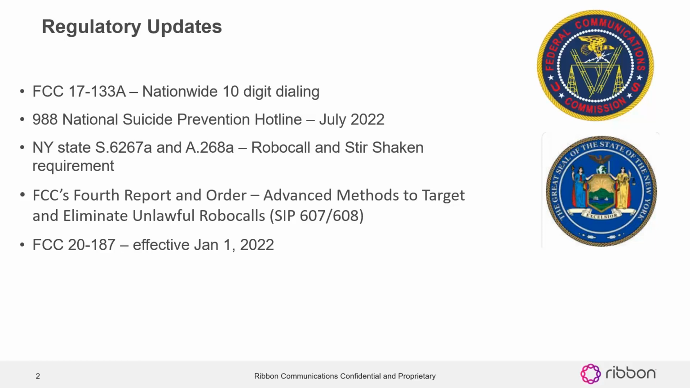Another item that we got recently is this Fourth Report and Order for advanced methods to target and eliminate unlawful robocalls. That's associated with the SIP 607, 608 response. I'll talk about that a little bit more. And another one is the FCC mandate 187, which is associated with an announcement when you block calls. I'm going to talk about that a little bit more.